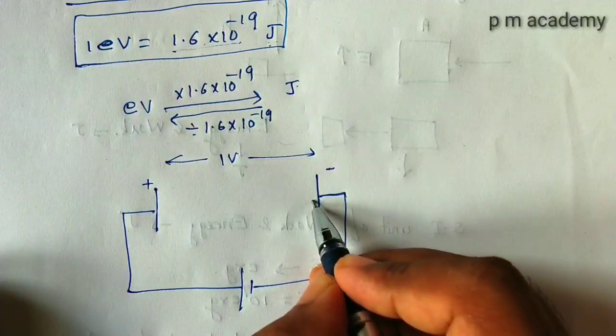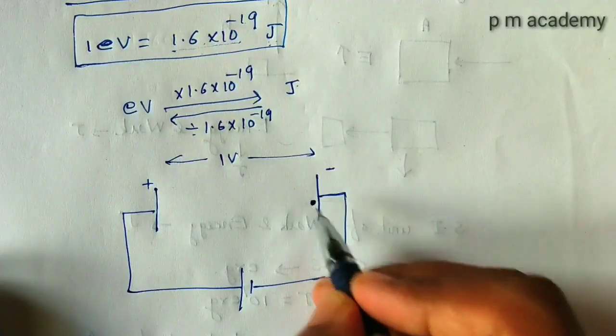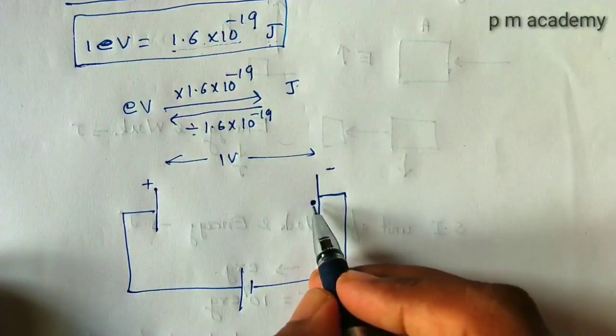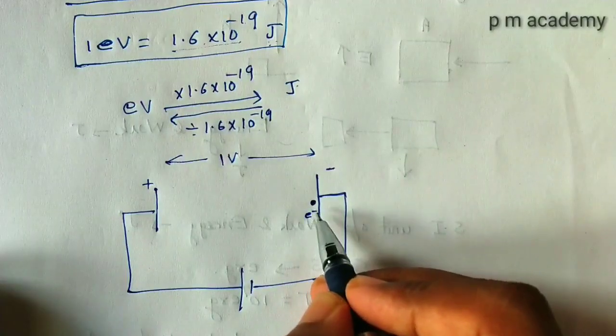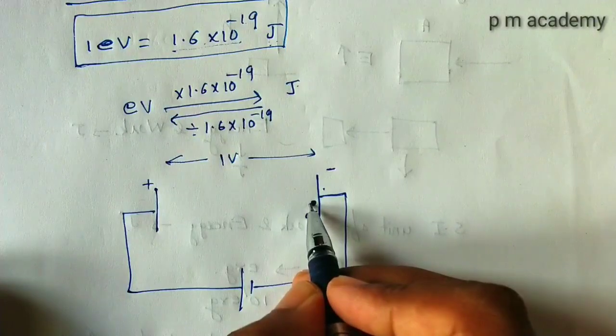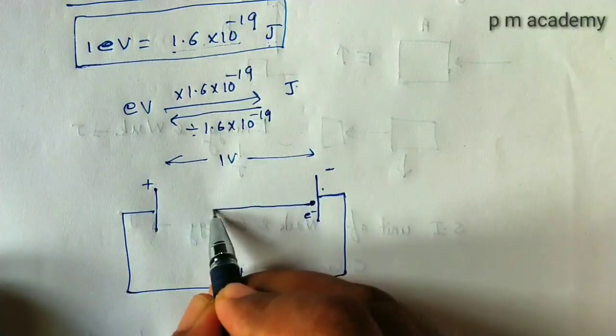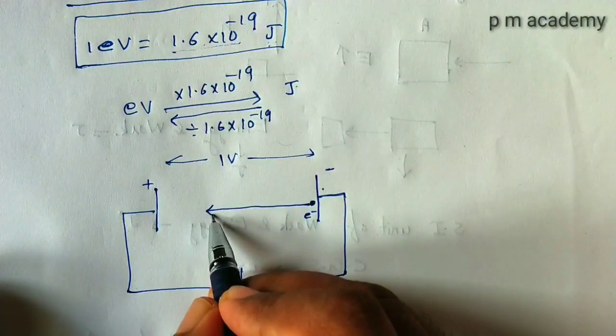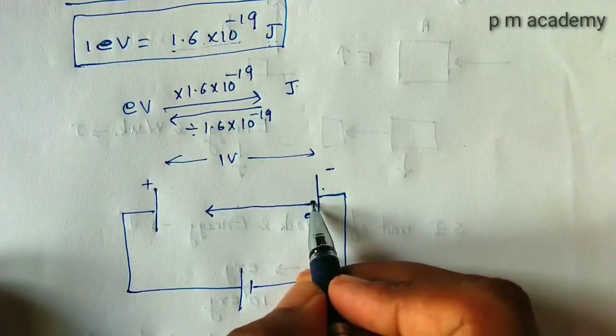Then I am placing 1 electron on the negative side. You know that electron has negative charge. It will repel from the negative plate, and it will attract it towards the positive plate. Due to this force of attraction, it will accelerate.